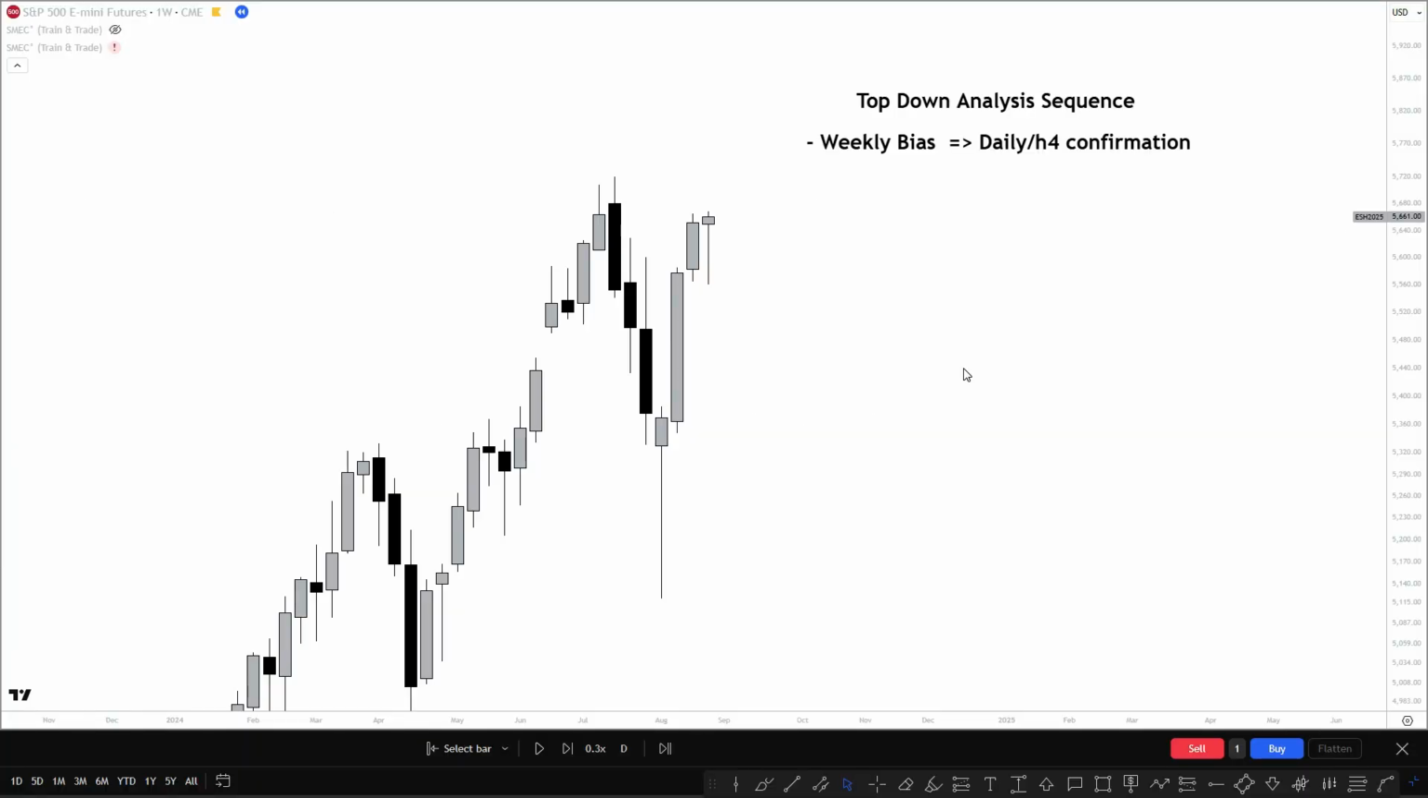So I'm going to show you guys a breakdown on the S&P 500, and we're going to start off with the weekly time frame. Now, for the sake of this example, we're going to be using this top-down analysis sequence that we just talked about. So we're going to have the weekly bias, and then we're going to look for the daily and 4-hour confirmation. Now, for entries, typically, if you're using a weekly bias or using a daily bias, as we talked about, we can just stick on the 4-hour.